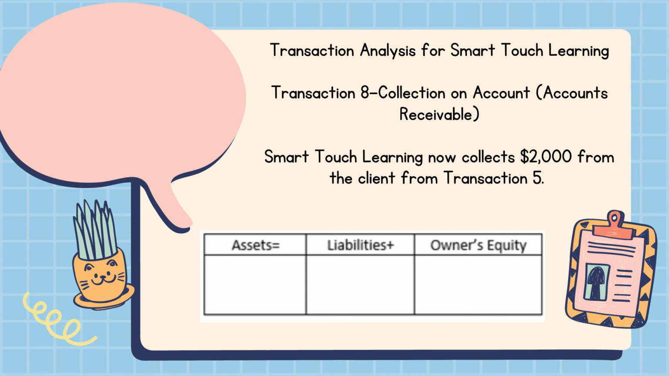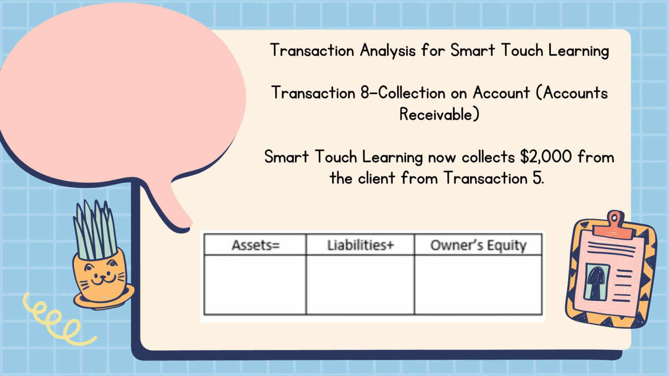Transaction 8, collection on account, accounts receivable. Smart Touch Learning now collects 2,000 from the client from transaction 5. In transaction 5, I provided service for a client and I did not receive my cash. He said he would pay within 1 month. So we recorded that as accounts receivable. Now I'm gonna collect my money.